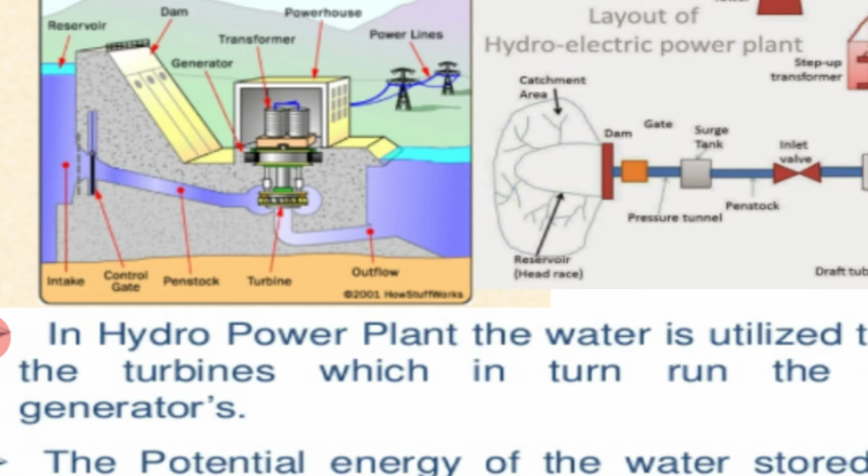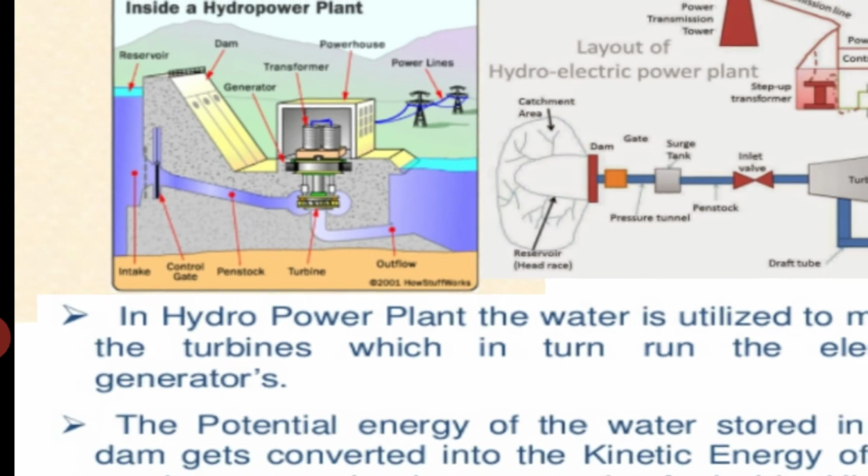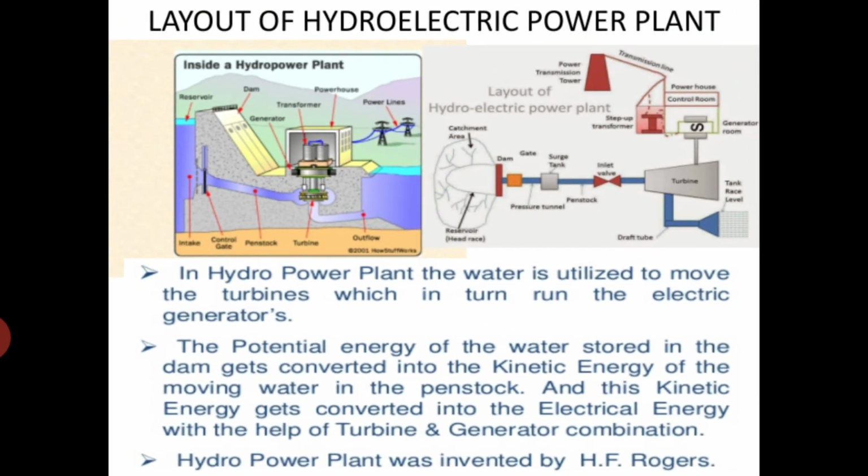Okay, so this is the general layout of a hydroelectric power plant, which consists of a catchment, reservoir, dam, penstock, and turbines. The most important part is that in a hydro power plant, the water is utilized to move the turbines, which in turn run the electric generators.